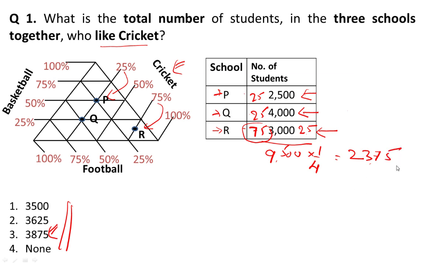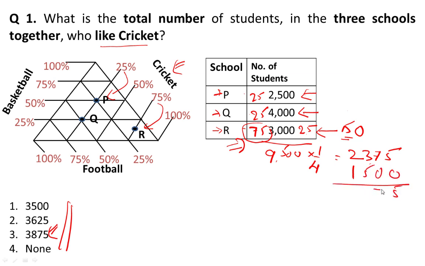So this is 2375. I need one more calculation. Here I am supposed to take 75% for school R, but I took 25%. So what is the additional left? 50% is the additional part which is left. So I need to add 50% of 3000. Now what is 50% of 3000? That is nothing but 1500. Okay, so add this 1500.